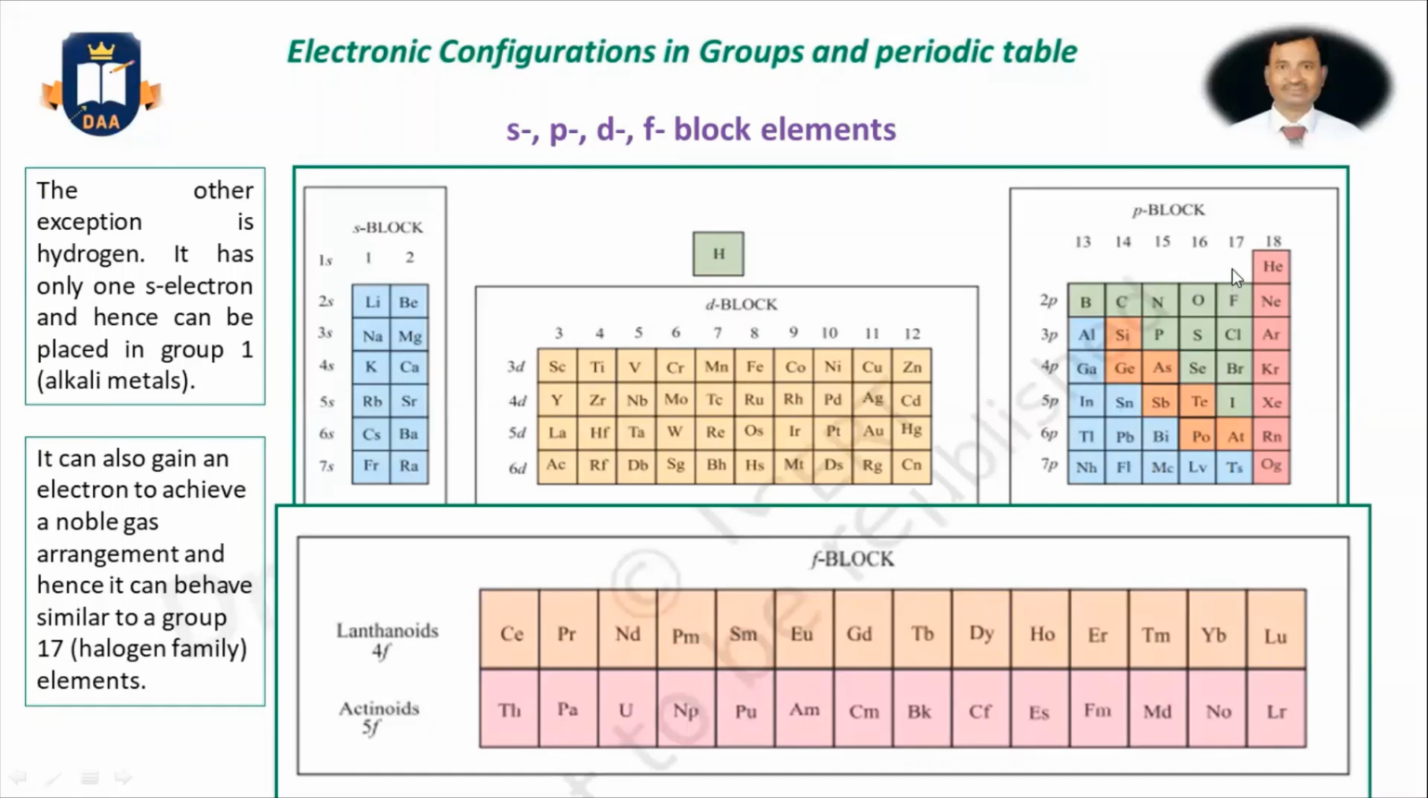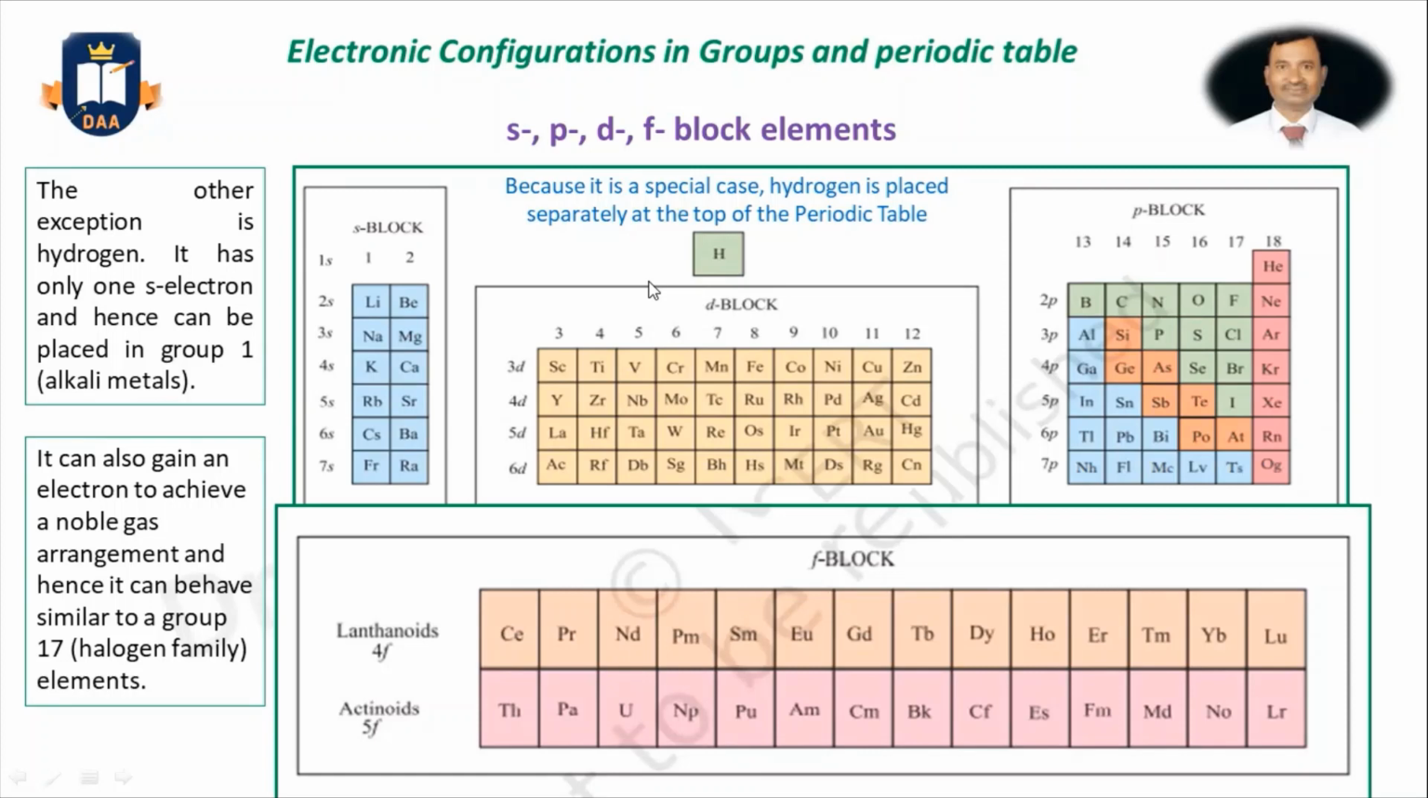That means above F. So from group 1 to group 17, this hydrogen element can stay in the periodic table. That is the reason it is a special case. So hydrogen is placed separately at the top of the periodic table in this position.